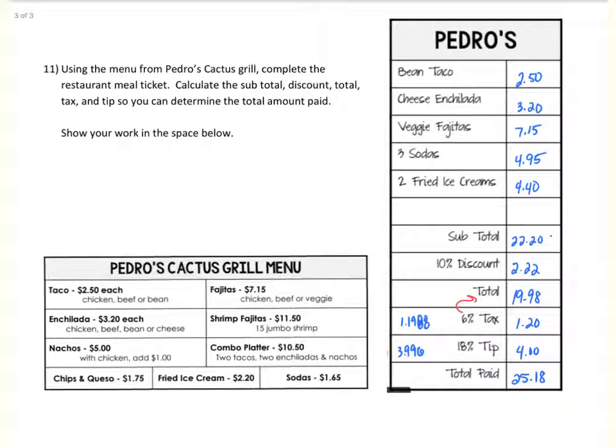Now remember, I taught you guys 18% for the tip. That gets applied to the subtotal, okay? So therefore, 18% of $22.20 is $3.99, but with that 6, make it round up to $4. Now, that's the tip, okay? We're not adding or subtracting yet. So you just put the tax or the tip rate in there. Now, once we're ready to find the total paid, you add up the total, the tax, and the tip to figure out how much money you actually ended up spending. And you get $25.18.